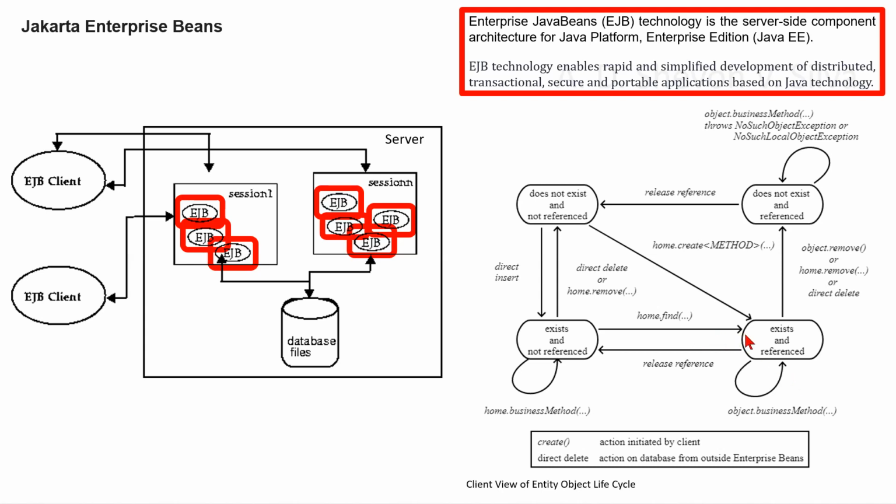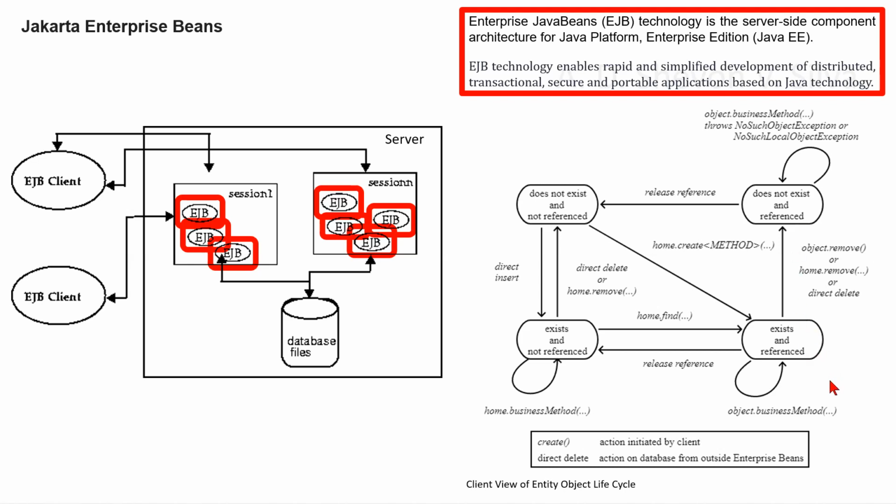A local client that has a reference to an entity object's local interface can do any of the following: invoke a business method on the entity object through the local interface, obtain a reference to the enterprise bean's local home interface, pass the reference as a parameter or return value of a local method call, obtain the entity object's primary key, or remove the entity object.